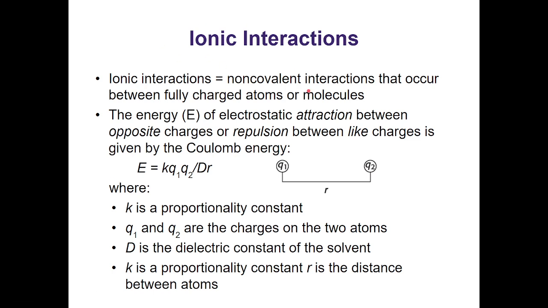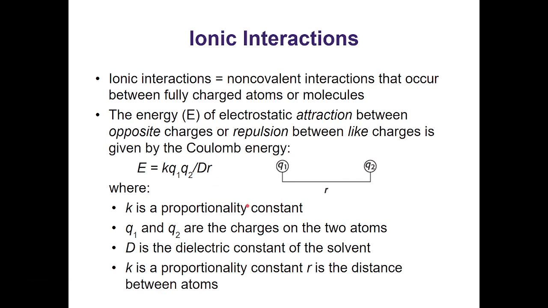Okay, so ionic interactions. Ionic interactions are non-covalent interactions that will occur between fully charged atoms or molecules. The energy of electrostatic attraction between the opposite charges, or repulsion between like charges, would be given by this equation right here, which is the Coulomb energy. This is the radius, by the way, the distance between those two charged objects.